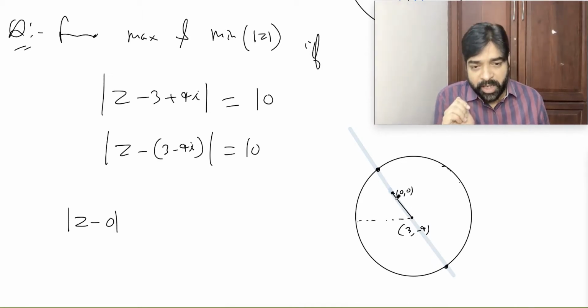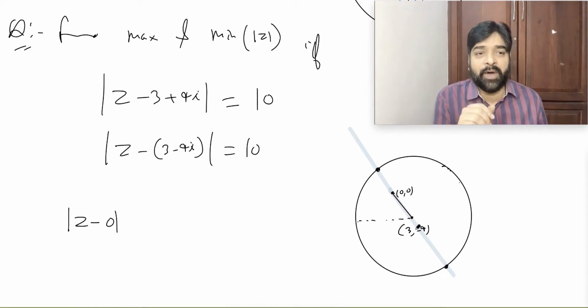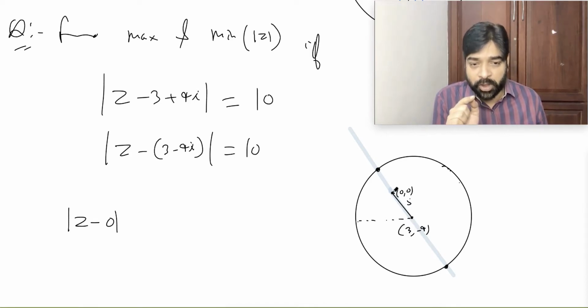Do you know this length? Yes. 0, 0, this is 3, minus 4 root of 5. Root of 25 means 5. This length is 5. Do you know this length? Yes, this is the radius. Here to here length is what? Radius. So this is the 5, this is the 10. So this will be what? 5.